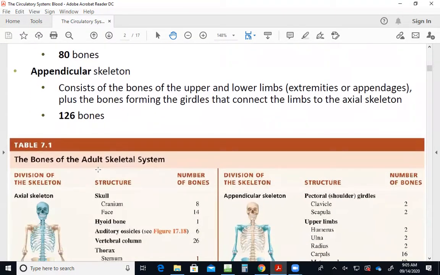That constitutes 80 of our 206. The rest, the 126 remaining, are part of the appendicular skeleton, which are bones of our upper and lower limbs, also known as extremities or appendages, so our arms and legs, plus the bones forming what we call the girdles that connect the limbs to the axial skeleton.